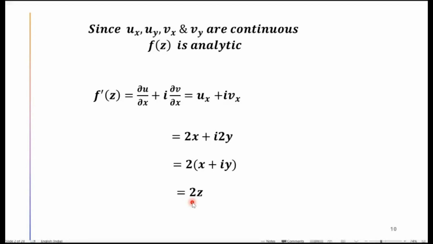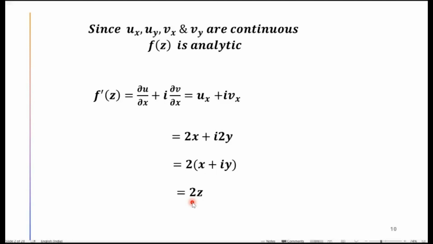Analytic means the function is differentiable at a point and around some. Suppose you have some region. अगर एक region है या अपना एक क्या बोलते हैं एक domain है. If the function is differentiable at all the points of that domain, then the function is said to be an analytic function. Differentiable ही है लेकिन एक particular point पे नहीं है. It is differentiable at all the points inside that particular domain. Okay, clear, Nitesh?